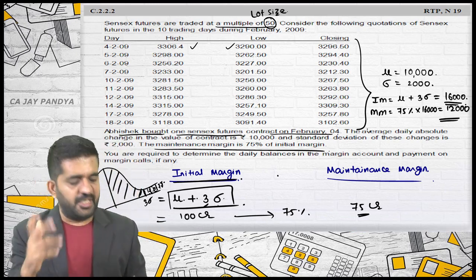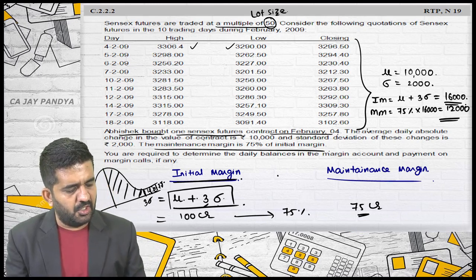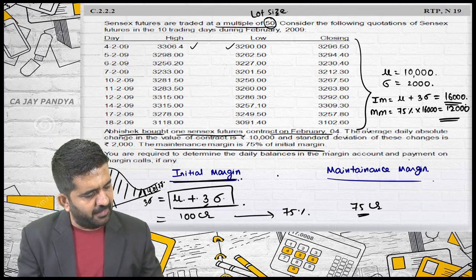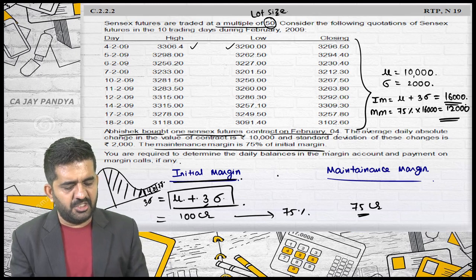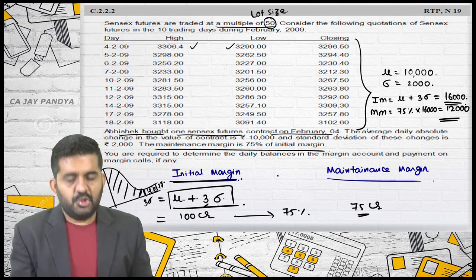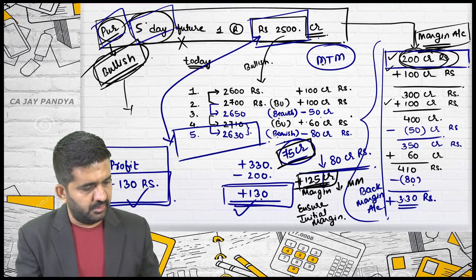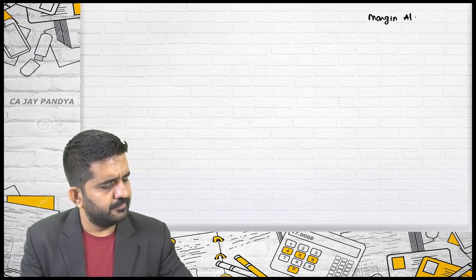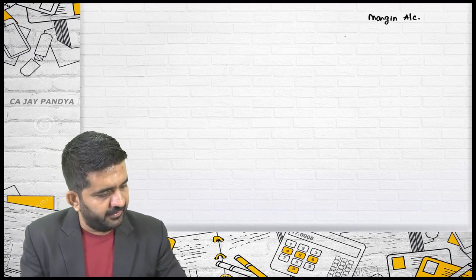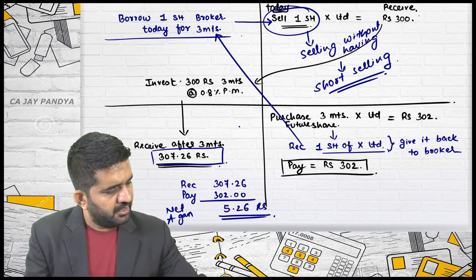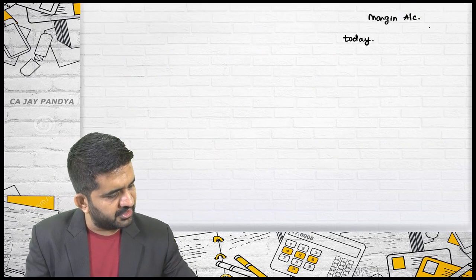I have got initial margin and maintenance margin. He has purchased one Sensex future. You are required to determine the daily balances in the margin account and payment on margin calls if any. So we need to decide mark to market margin. Is it all right? Let me see if this page is empty. Yes. Let me do it over here. This is my margin account. What is balance as on today? When I have purchased that one lot, initial margin is 16,000.